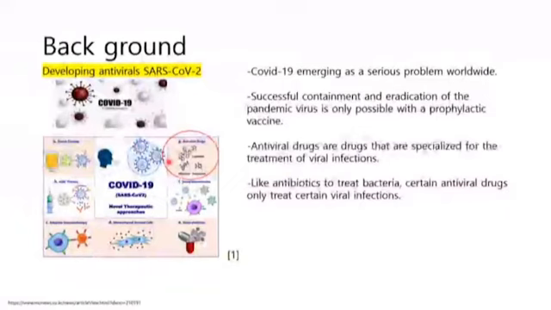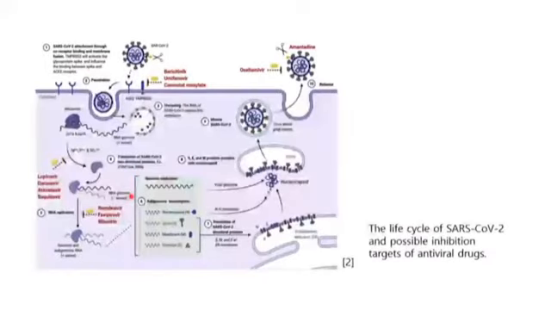Viruses cannot replicate on their own. Instead, almost all replication functions depend on the host. Likewise, many viruses cannot cause damage without the host immune system. Because of this, there are strategies for antiviral drugs that block replication and anti-inflammatory drugs that can limit damage from infection. This picture is the life cycle of SARS-CoV-2 and possible inhibition targets of antiviral drugs.